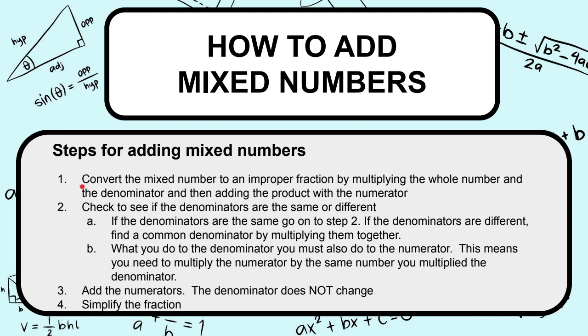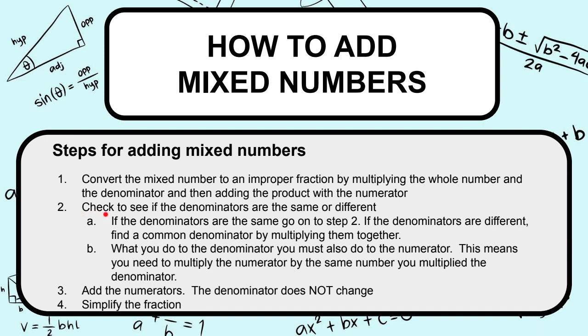The first thing you need to do to add mixed numbers is convert the mixed number to an improper fraction by multiplying the whole number and the denominator and then adding the product to the numerator. I know that might be a lot to try and envision right now, but stick with me. We're just going to go over a couple more steps and then I have some example problems.